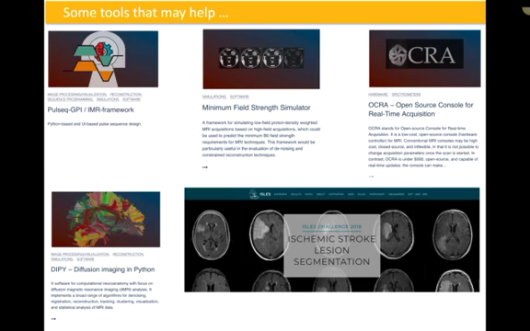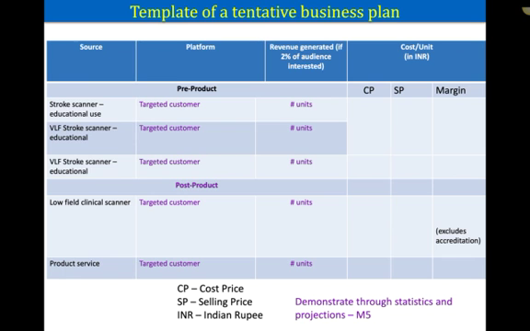Ocra is an open source console that you can use to plug in as part of some of the hardware that you might need for the scanner. Diffusion imaging in Python gives you a way to explore the inclusion of diffusion, and of course some work in trying to tailor that to the field strength that might be useful. And like we mentioned in the last slide, the ISLES database and the challenge.